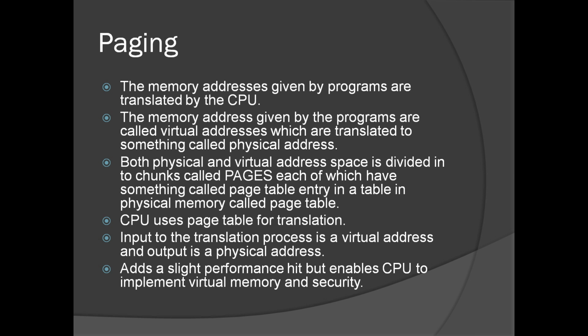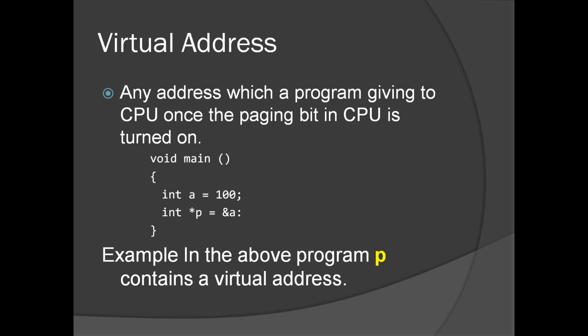CPU uses the page table for translation from virtual address to physical address, as I mentioned before. Input to the translation process is a virtual address and output is a physical address. This adds a slight performance hit, but this process enables the CPU to implement virtual memory and security. So what is a virtual address? Any address which a program is giving to the CPU once the paging bit in the CPU is turned on.